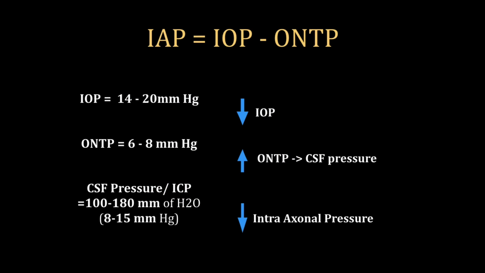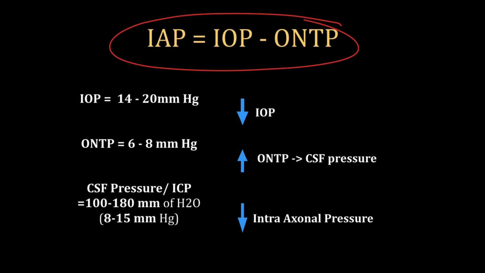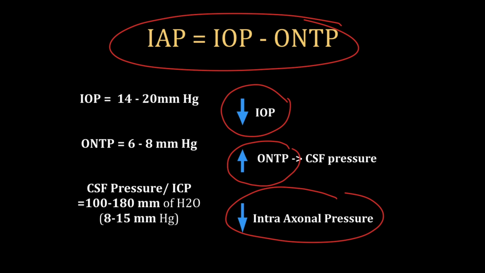So let's review again. IAP is equal to IOP minus ONTP. A reduction in the IOP or an increase in the ONTP will lead to a reduction in the intra-axonal pressure, thereby causing disc swelling. So you have to understand these important values. IOP is always more when compared to ONTP normally. And the CSF pressure is a very often asked question in the exams, because CSF pressure can be either 100 to 180 mm of water or 8 to 15 mm of mercury.